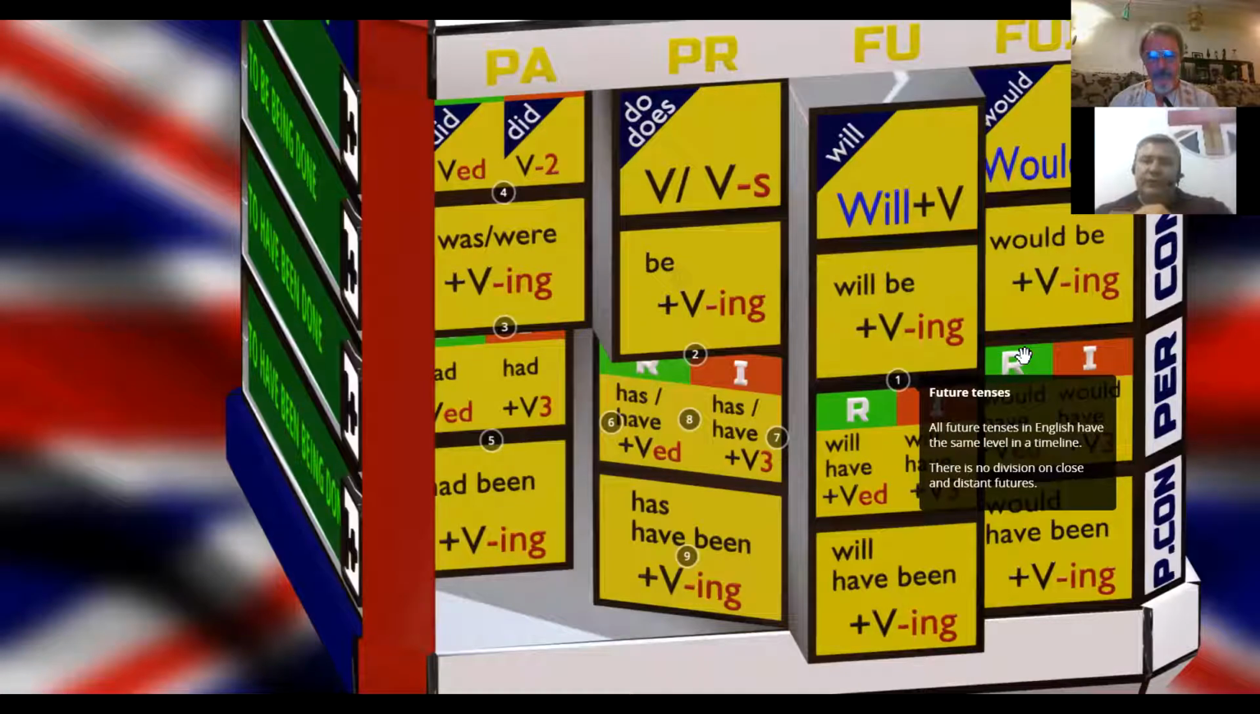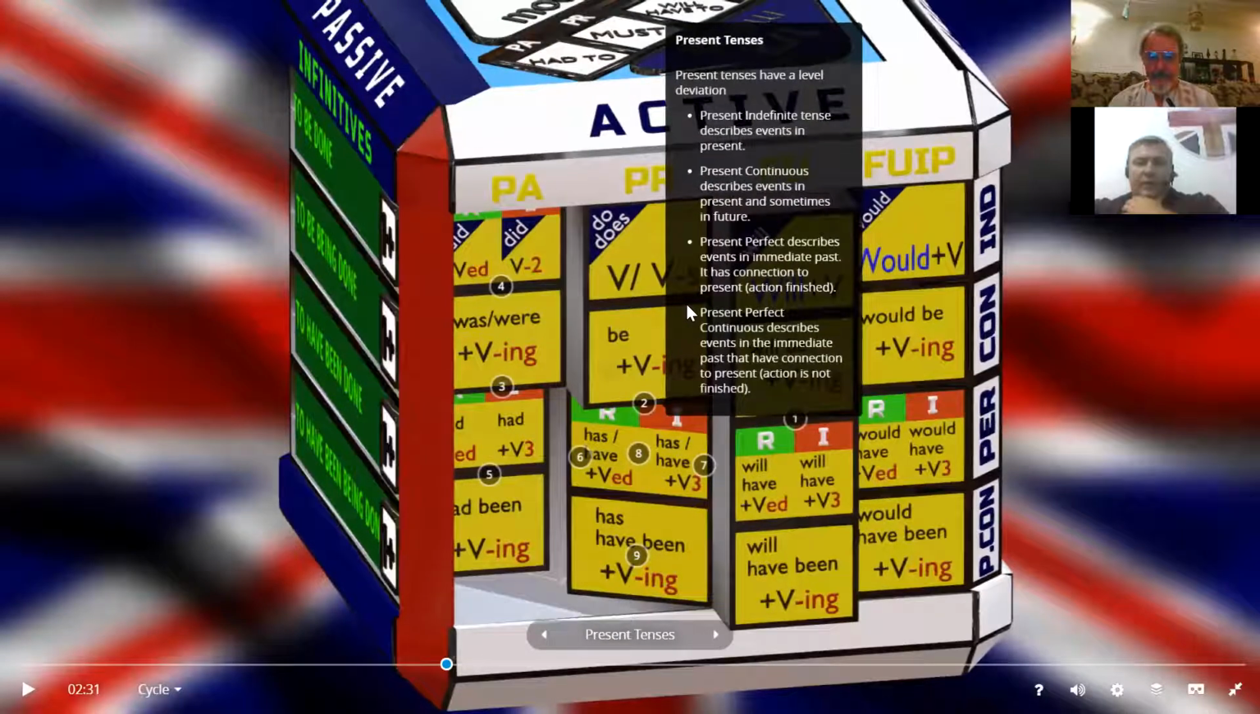For example, the future tenses show that there's only one future tense in English, no future one, future two, like in German, for example, Futur 1, Futur 2. Okay, and in present, we already have some, click number 2. Click number 2, okay. These are the present tenses, they are shown.